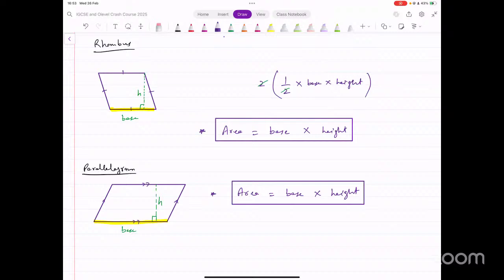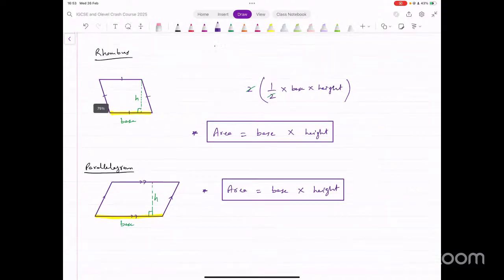Okay, now again, these are not given in the formula sheet. You will need to remember them. This is how we find the area of a parallelogram, base times the height. Okay, next shape.